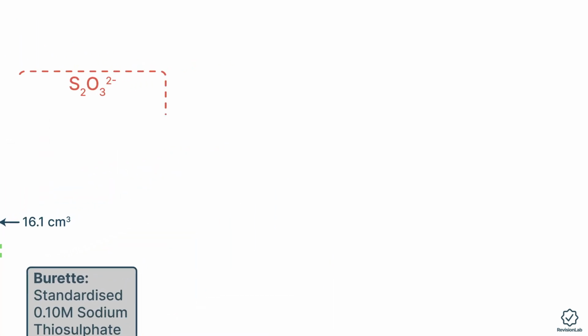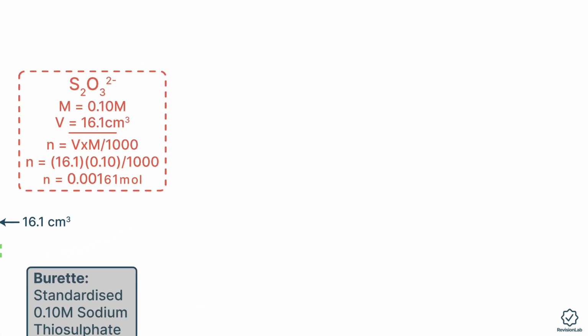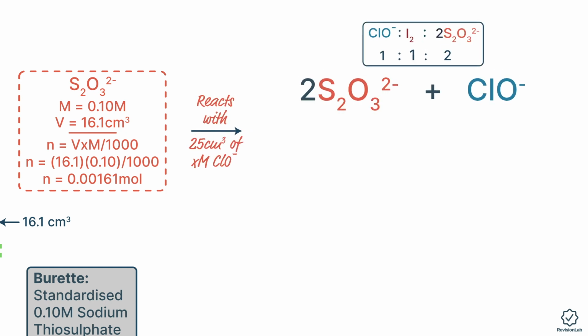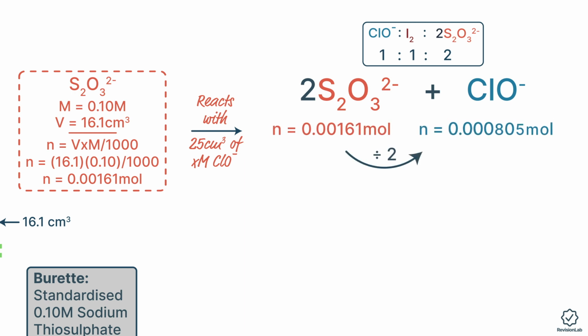We can now find the number of moles of our standardized 0.1 molar sodium thiosulfate in this 16.1 centimeters cubed, and it comes to 0.00161 moles. We can now look at our reaction as we described before as if it just happened between hypochlorite and thiosulfate, and iodine is not involved at all. They react in a ratio of 1:2, so we will divide the number of moles of thiosulfate by 2 to get the number of moles of hypochlorite.